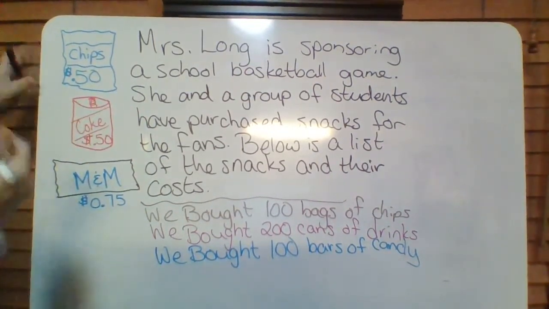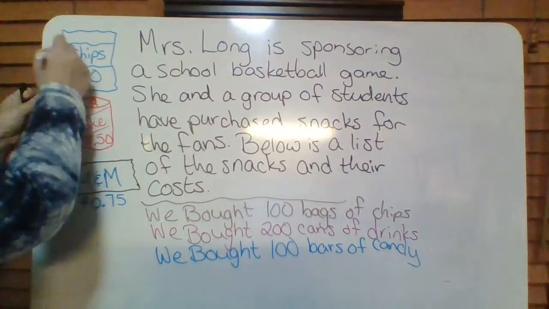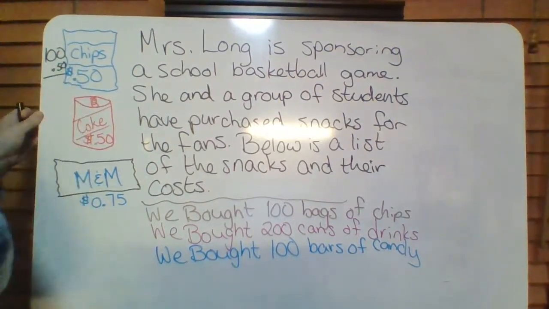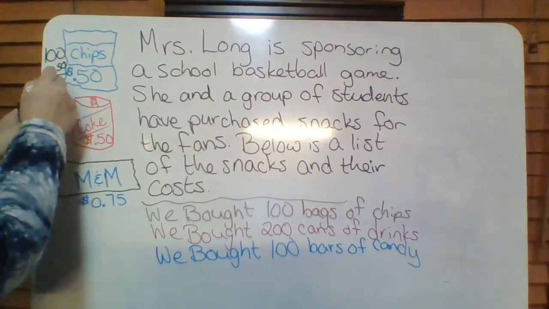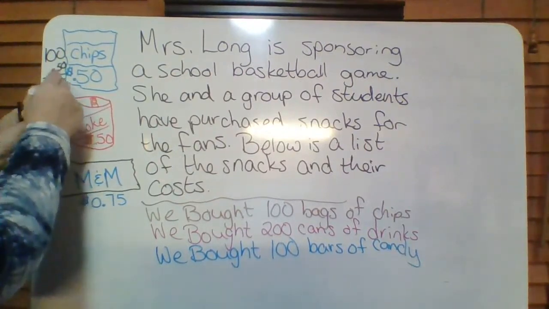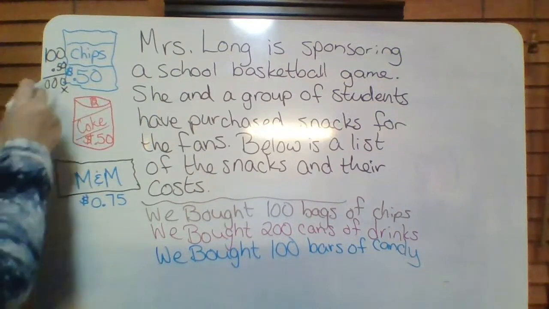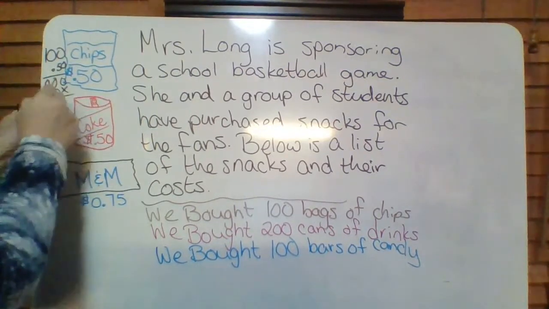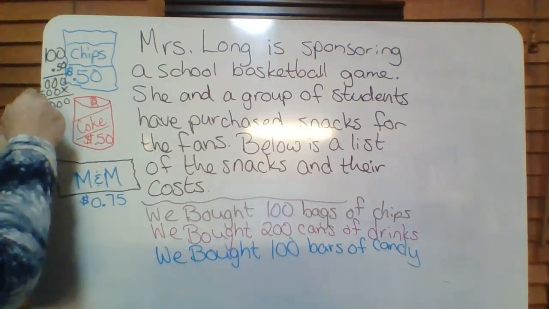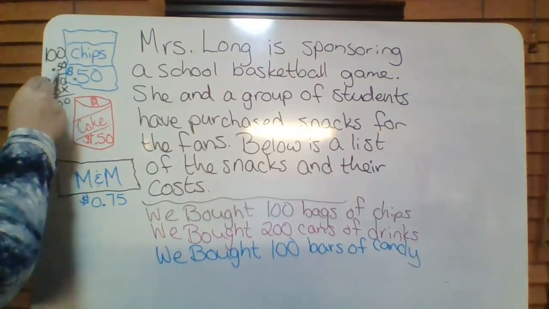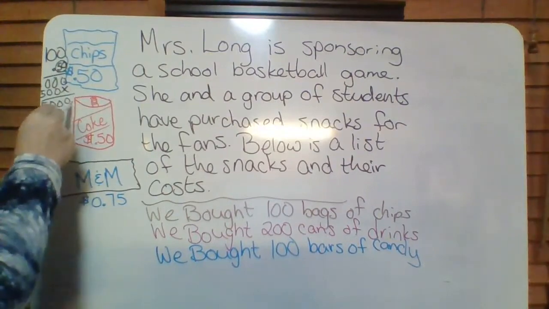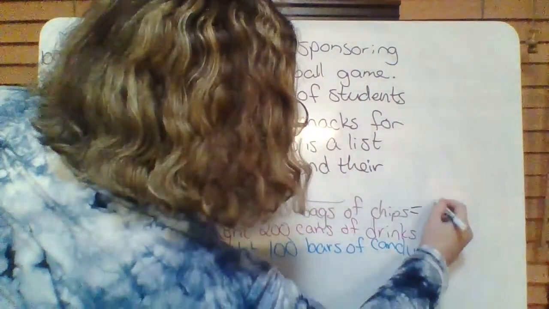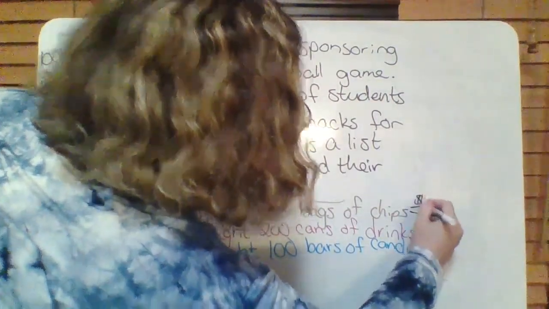So I'm going to multiply 100 times the 50. Zeros are easy. Everything times 0 is 0. Put your placeholder. We have 0, 0, and we have 5. Now, how many decimal places do I need? I have 2. So I need 2. So 1, 2. So we spent $50 on chips.